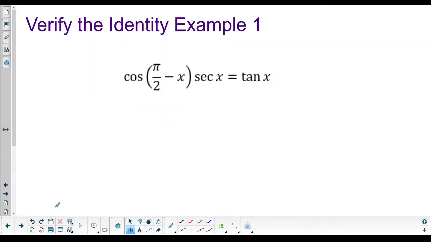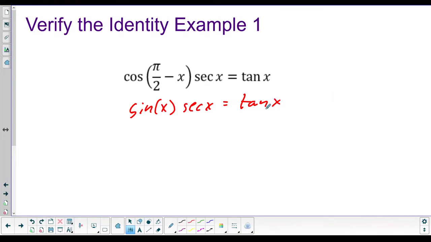And these aren't very easy to get mixed up, right? Cosine turns to sine, secant goes to cosecant, tangent goes to cotangent. They're all paired up with their appropriately named things. So this cosine, we're going to turn that into sine of x. Okay, now we have secant of x equals tangent of x. All right, so we're doing good.